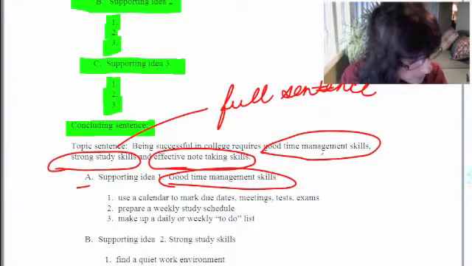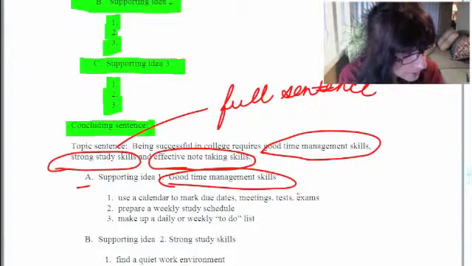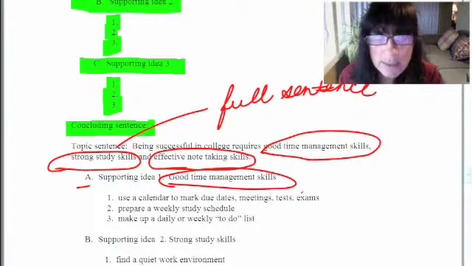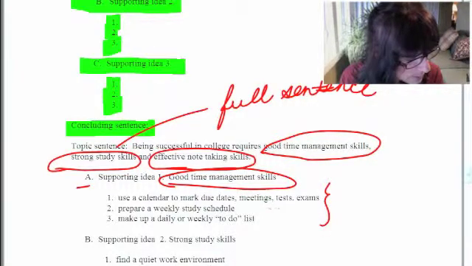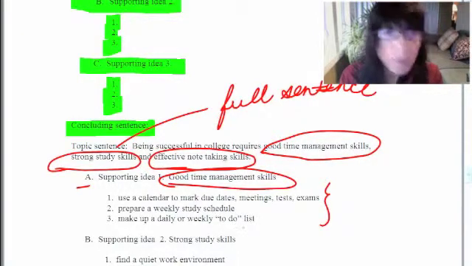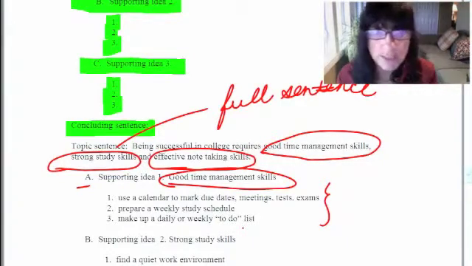So after your opening sentence, you would say, first you need to develop good time management skills to be successful in college. And here are 3 things. You would use a calendar to mark due dates, meetings, tests, and exams. You could prepare a weekly study schedule, and you should make up a daily or weekly to-do list. So there's your first idea.